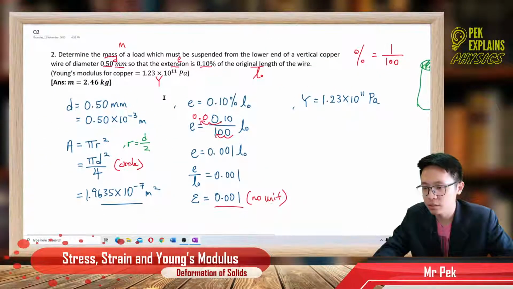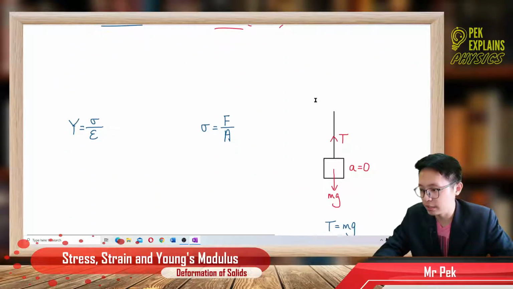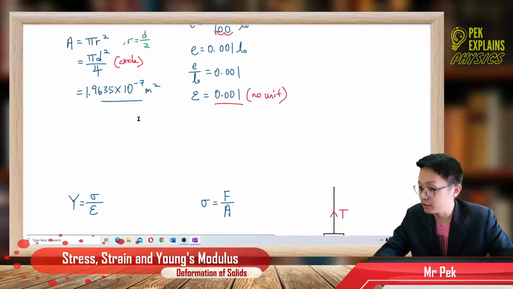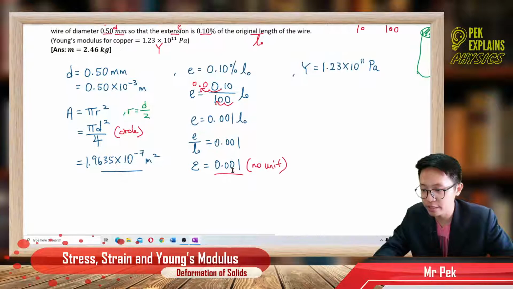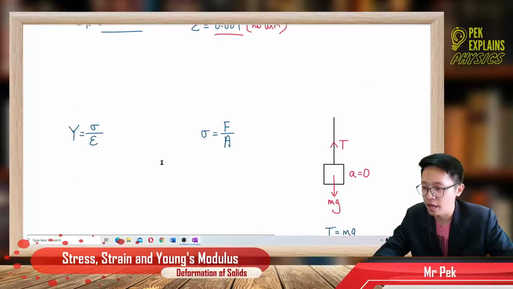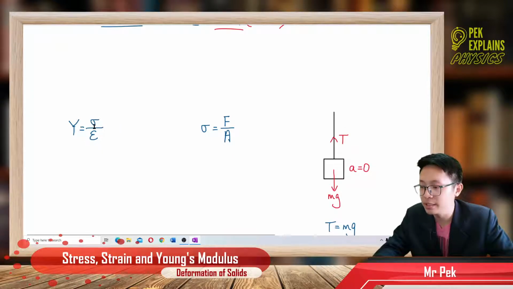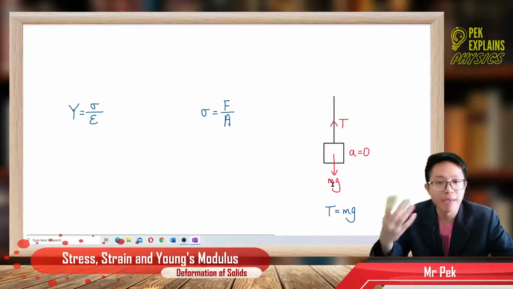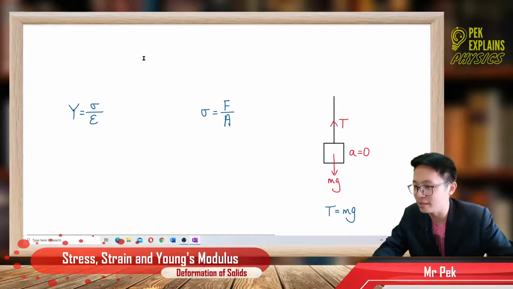So that means I have the Young modulus. Young modulus is stress over strain. I got the strain just now, and I also have the Young modulus, so I can find the stress. And from the stress, I can find the force in the wire, which is the tension. When you have the tension, you can find the mass which is hanging on the wire. Okay, so easy. So now let us do it.